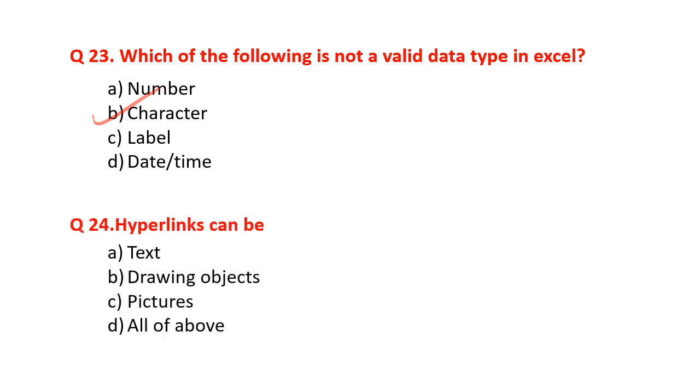Hyperlinks can be a text. Hyperlinks can be drawing object. Hyperlinks can be picture. So all of the above is right answer.